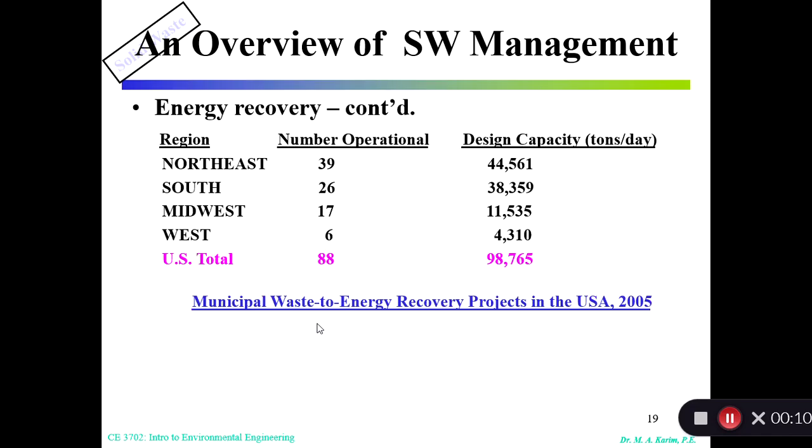Here are some of the statistics in the USA for material energy recovery. The region-wise total looks like 88. These are the different regional operations, and here the total is 98,000 plus tons per day, which is the capacity that we can handle in the USA.